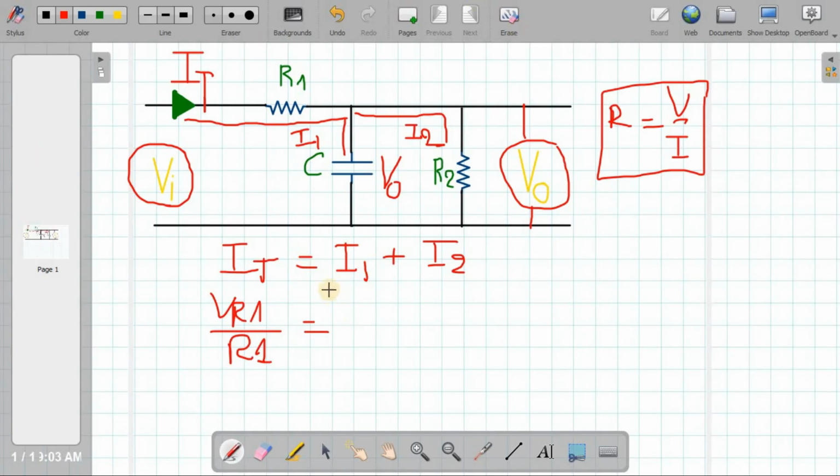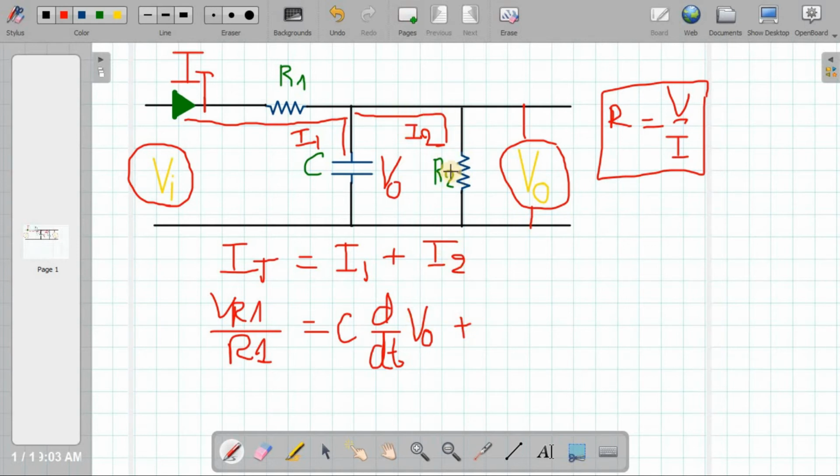So let's go back. We arrive now here. The current across the capacitor is going to be C times d over dt times Vc. But this Vc is the same thing as V out. So we can write that Vc is equal to V out. You see that, guys? And then plus I2.